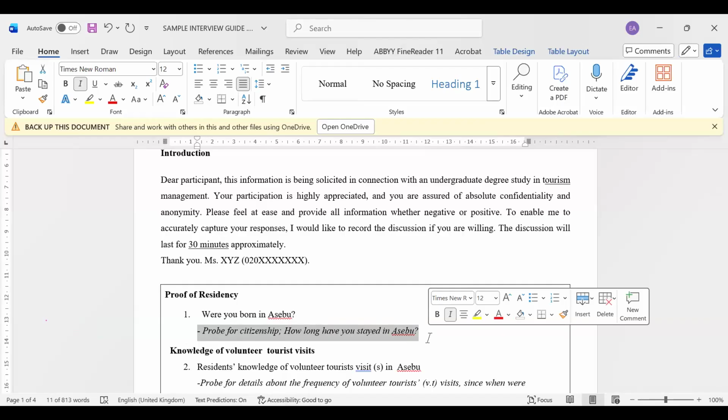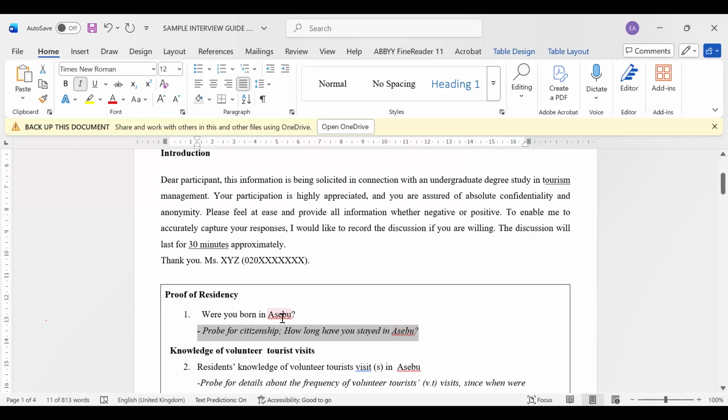So the probing question is a follow-up question that we put there so that in case the person misunderstands us or gets confused, or we think we need to help clarify the question, we will ask it as a follow-up. So for example, if I ask somebody, were you born in Asebu? And they are looking at you, not really answering, I'd ask, how long have you been here? Were you born here? Did your mother give birth to you in the hospital here?